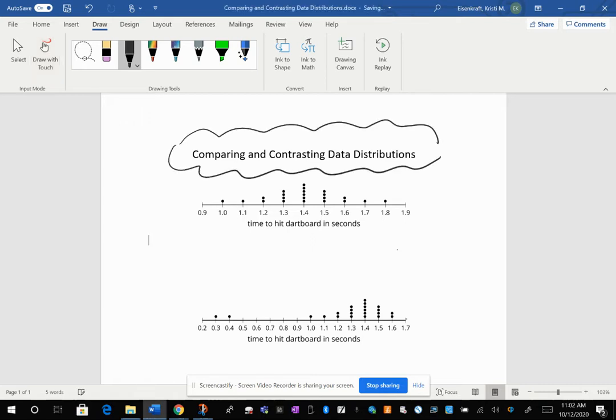So here I have two dot plots, and we're looking at the amount of time it's taking a dart to hit a dartboard. So we can distinguish between the two, let's call this data set A and this data set B. If I were to ask which of those has the higher mean, you do not need to calculate it. You just need to look at it. And you can tell a few things.